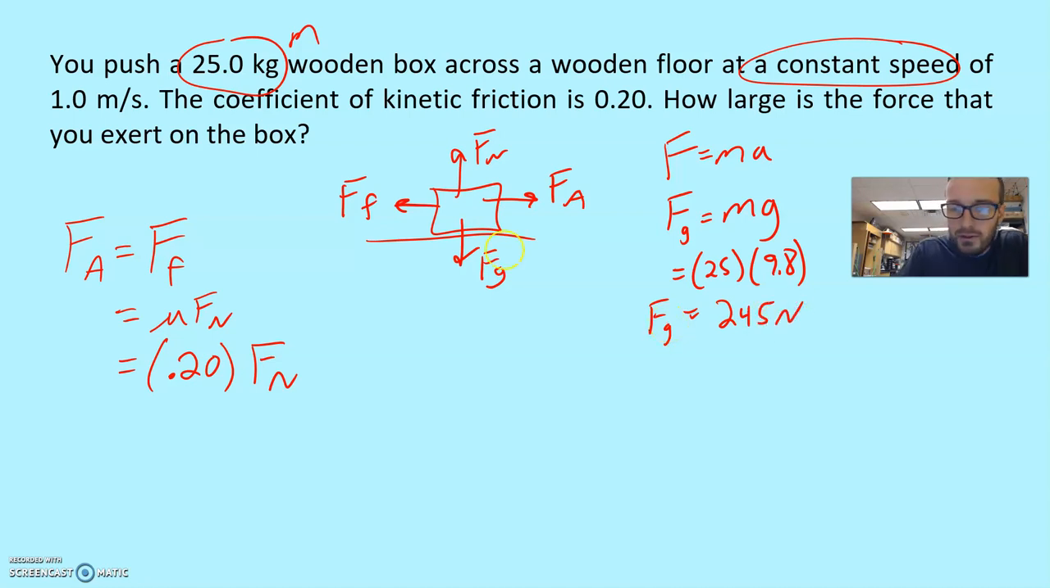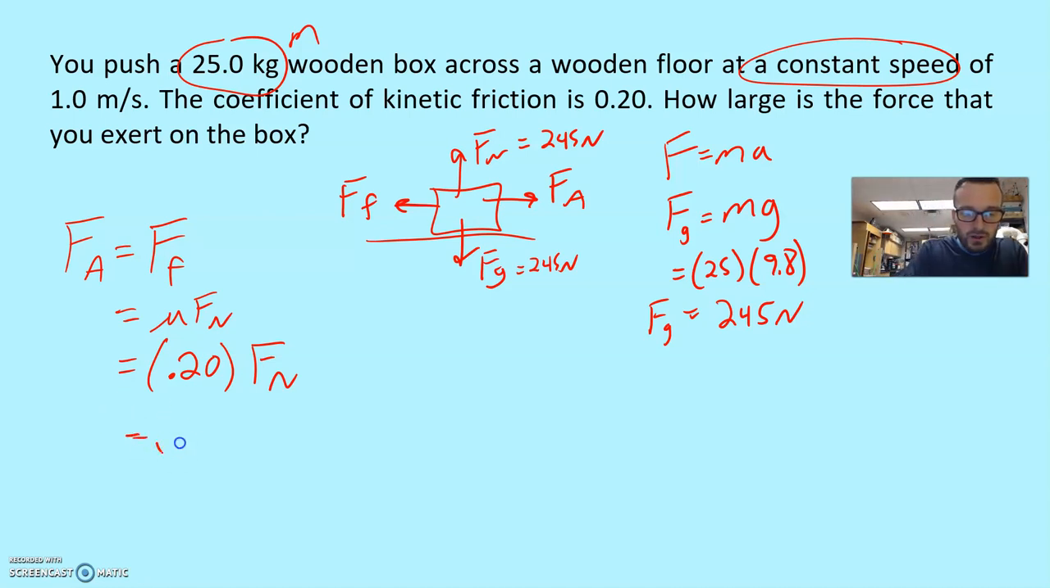Now, if the force of gravity down is 245 newtons, then that means the normal force up must also be 245 newtons. Why? Because the problem doesn't indicate that we are experiencing up or down acceleration. The vertical forces then must be balanced.